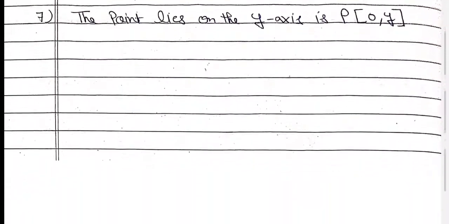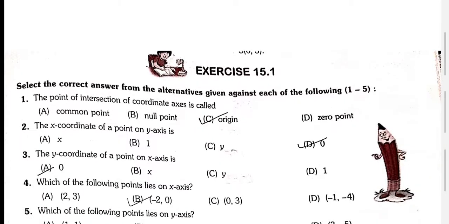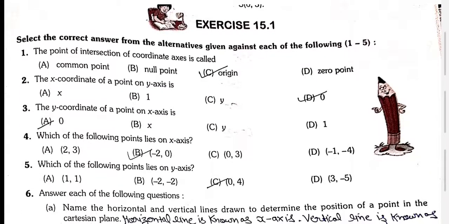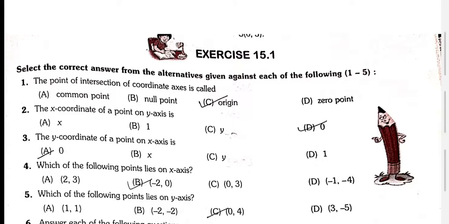Now I am going to start your exercise 15.1. Just look at your exercise. Select the correct answer from the alternatives given against each of the following. Okay, some questions are given here and some options are also there, so you have to select the correct one. First question is, the point of intersection of coordinate axes is. Okay, the point of intersection of the coordinate axes means x also and y also. So all of you know that the point is known as what? Origin. As I told you in the basic concept, the point of intersection is known as the origin.